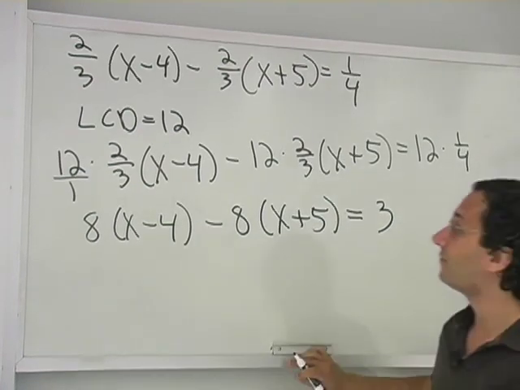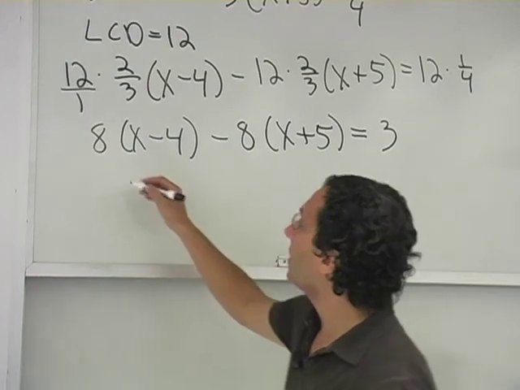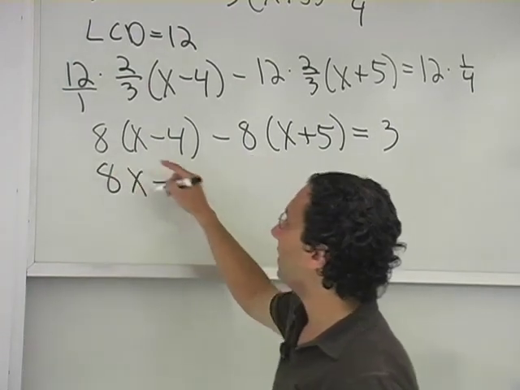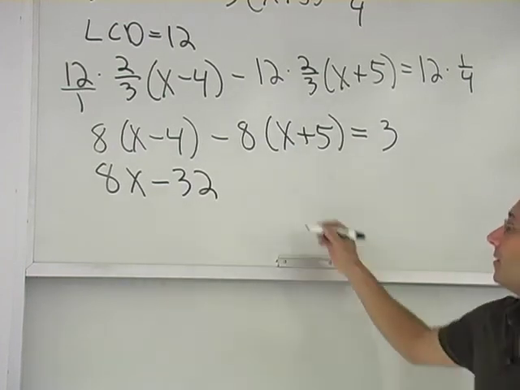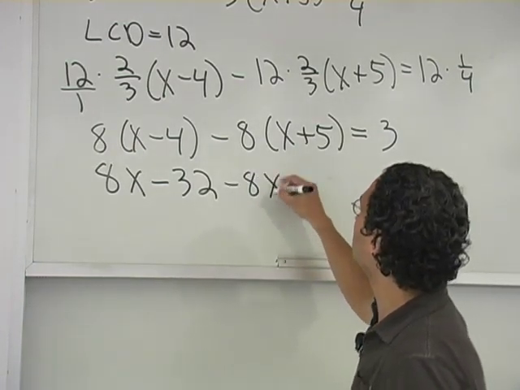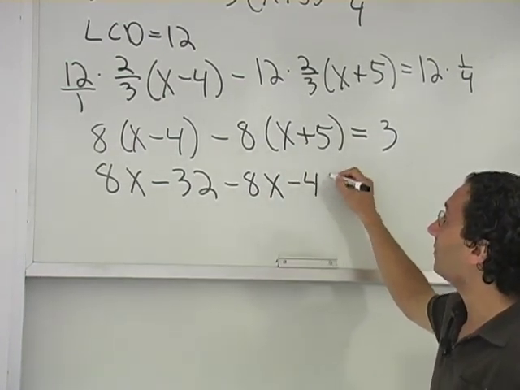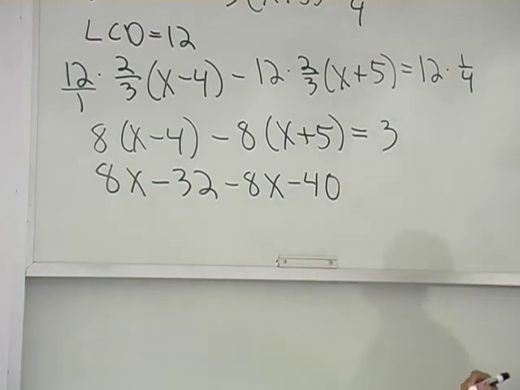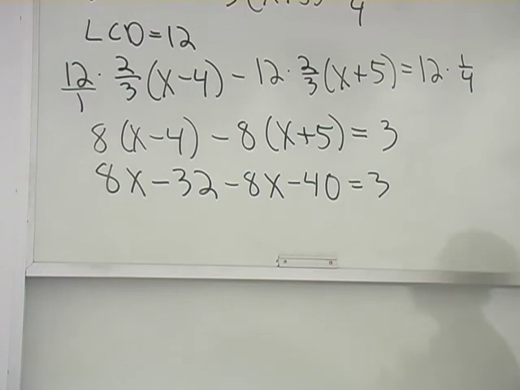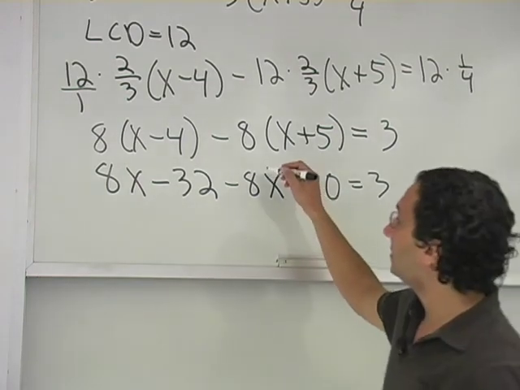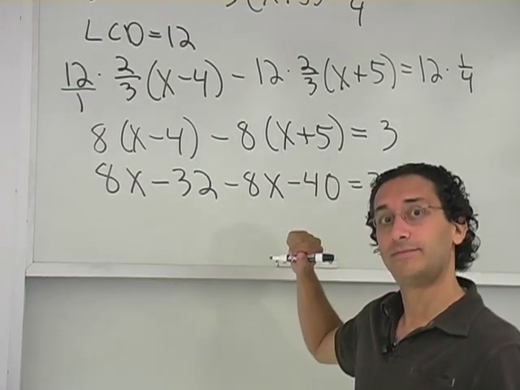So what do we have? We have 8x minus 4 times 8, or 32, just distributing, minus 8x minus 40, that's 8 times 5, equals 3. And at this point, I'm going to combine my x's and combine my numbers, and then try to solve for x.